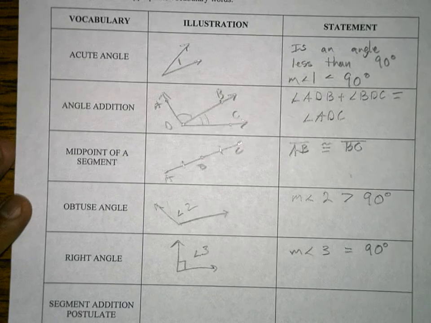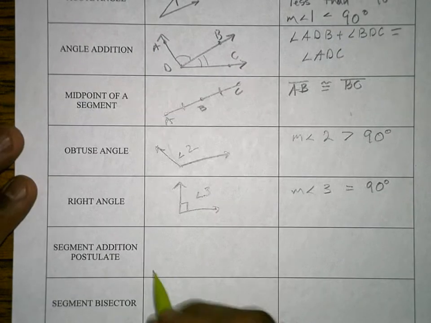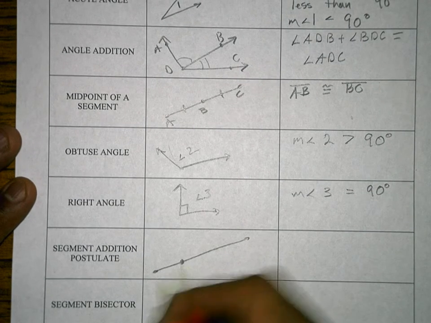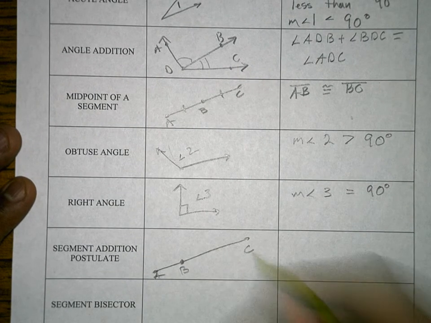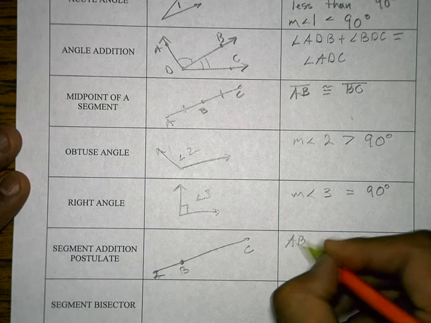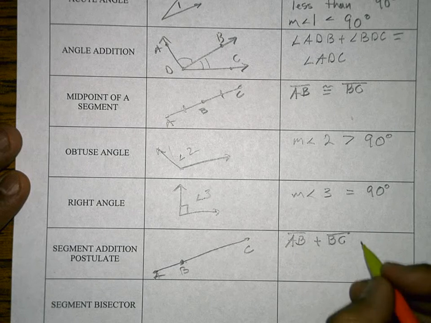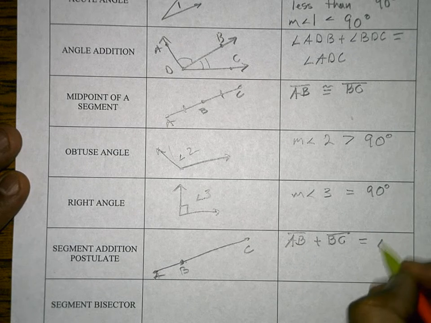Okay. Segment addition postulate. So I'm going to try to make this not look like it's a midpoint. Okay, and I'm going to say segment AB plus segment BC. This segment plus that segment equals the big segment, AC.